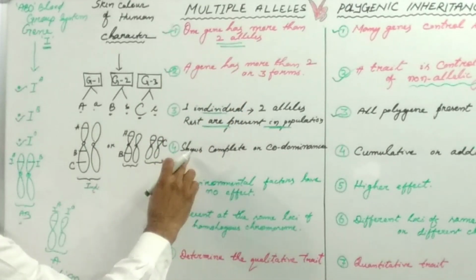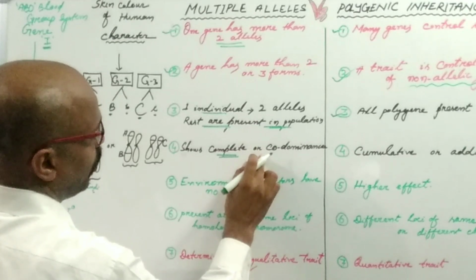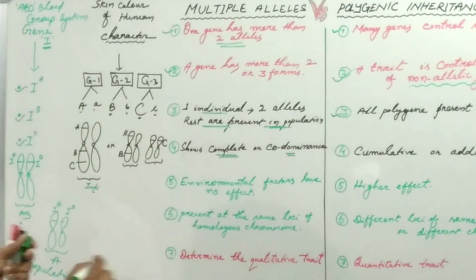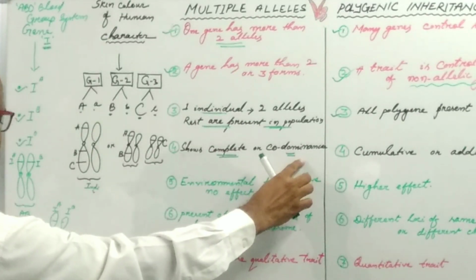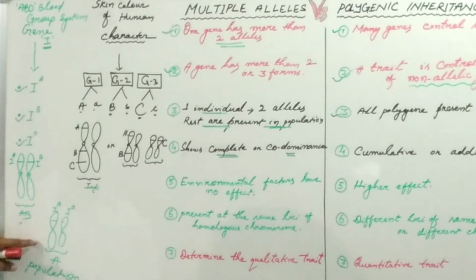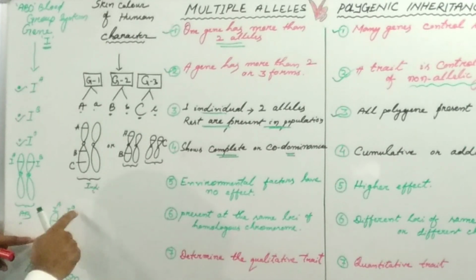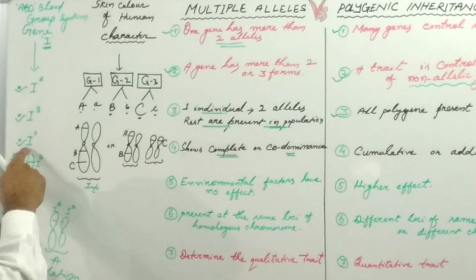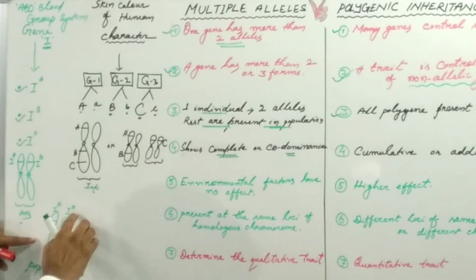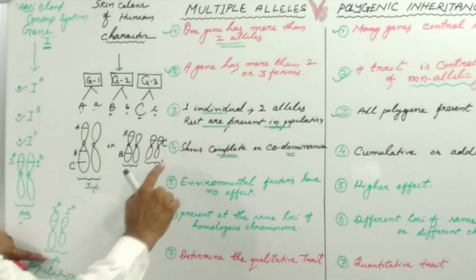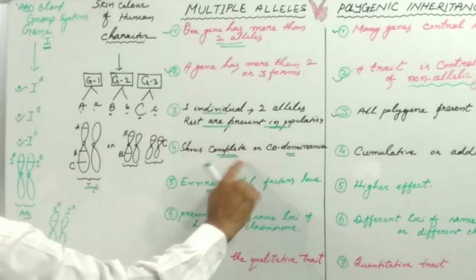Polygenic inheritance, which shows complete or codominance behavior. If both A and B genes are present, the blood group will be AB. So this is codominance. If capital A, IA and IO are present, here IO means this allelic form remains in recessive form, that's why the blood group will be A. So this shows complete dominance.